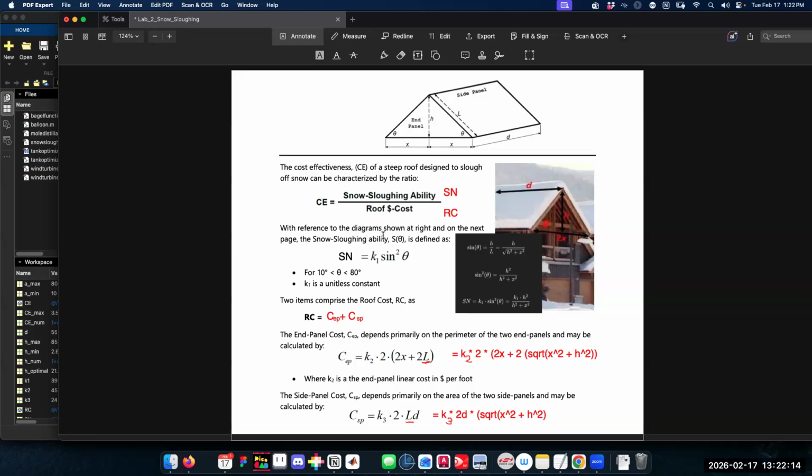So for the snow sloughing lab, we annotated the original lab so that it's easier to see all the equations that are required. So I'm here with Logan. We can go through this. Hello.